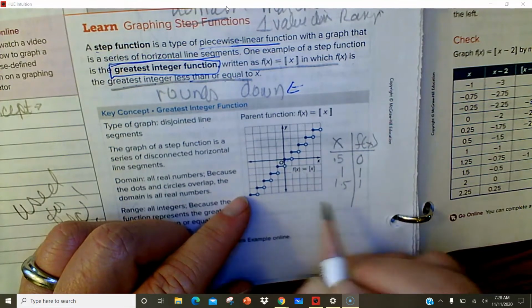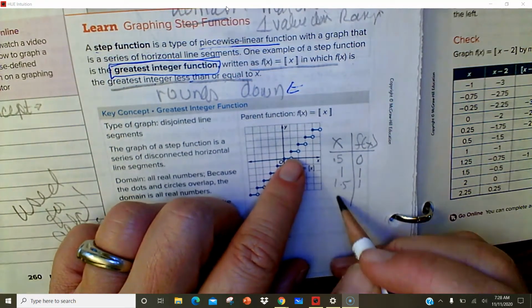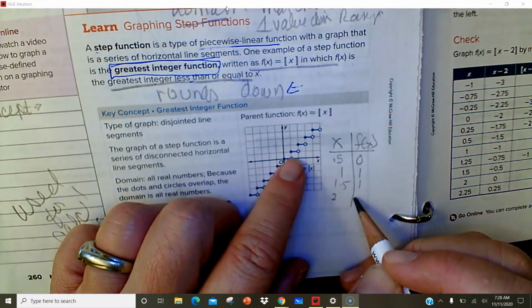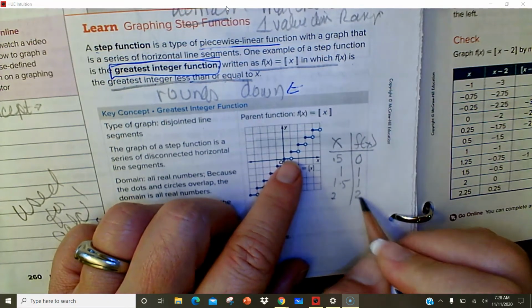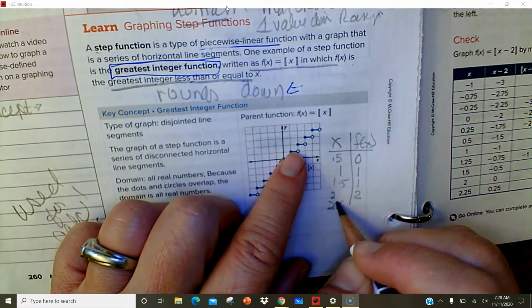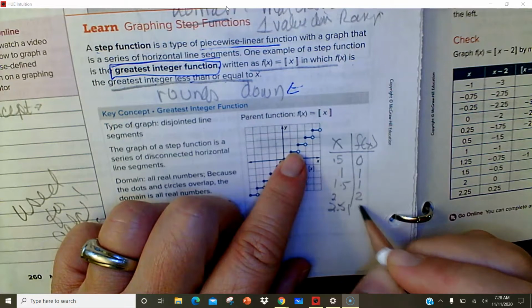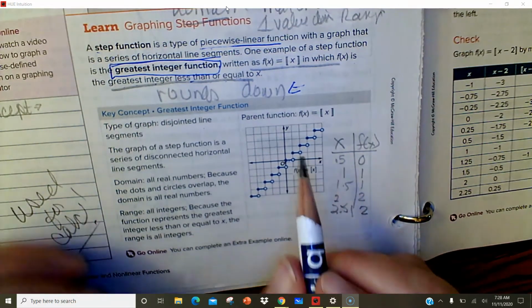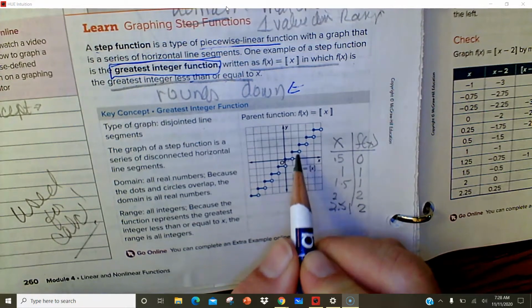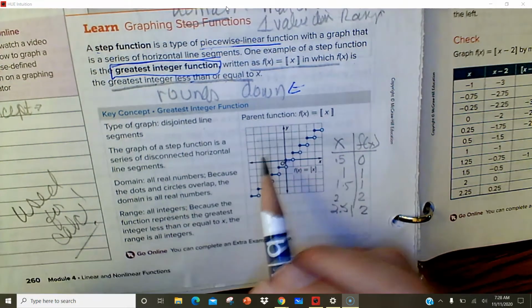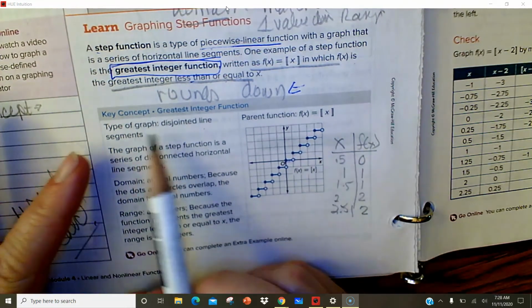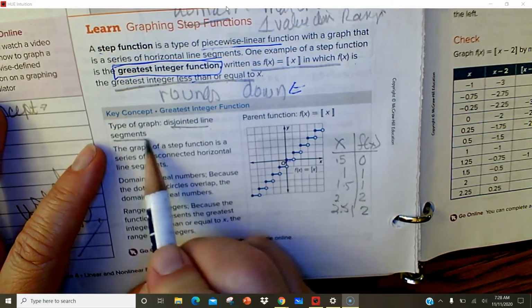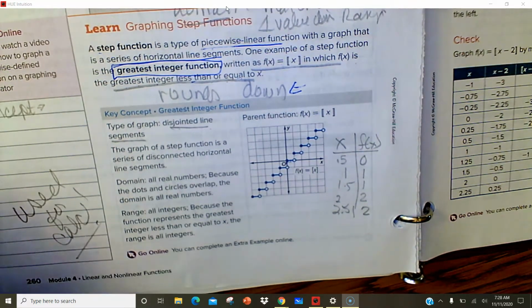It can't include this. If I go on, 2 rounds to 2. That's the least integer. 2.5 rounds to, you guessed it, 2. It doesn't make any sense, but after you get the concept of just rounding down and accept that, then you're going to be okay. It's a disjointed line. They call it a disjointed line segment.